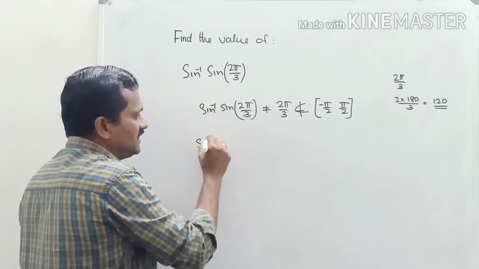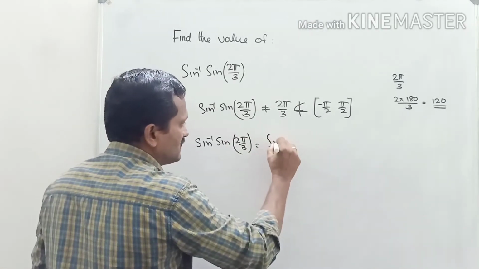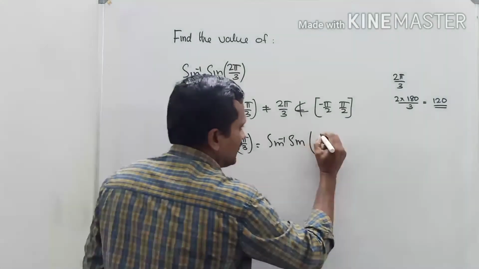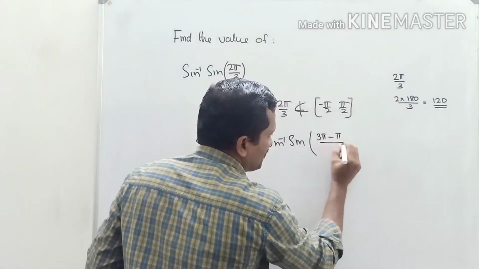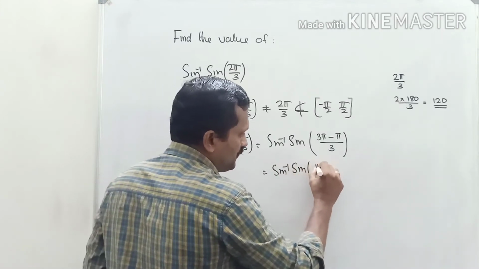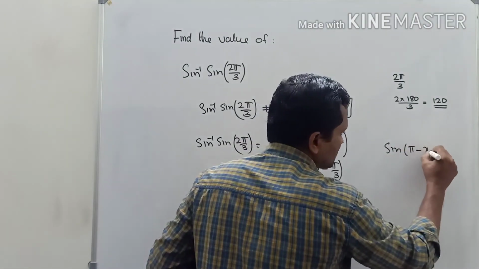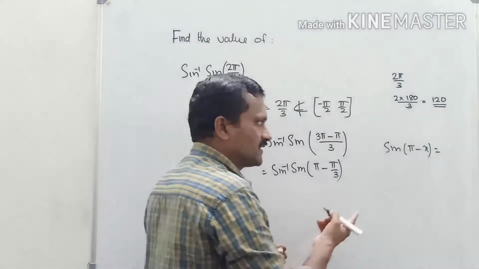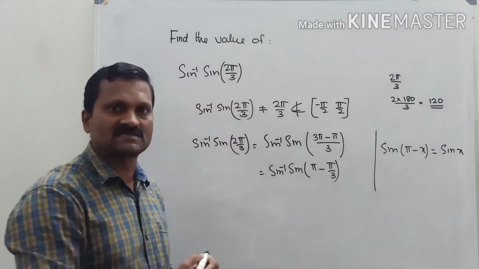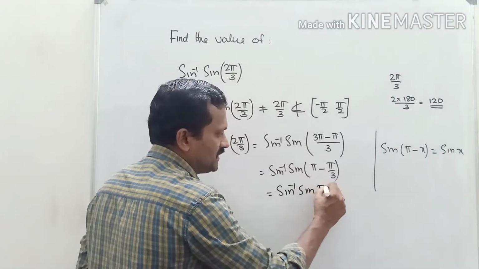That is, sine inverse sine 2 pi by 3 can be written as sine inverse sine of pi minus pi by 3. What is sine pi minus x? It belongs to the second quadrant. In the second quadrant, sine is positive, so sine pi minus x equals sine x. Using this, we can write it as sine inverse sine pi by 3.